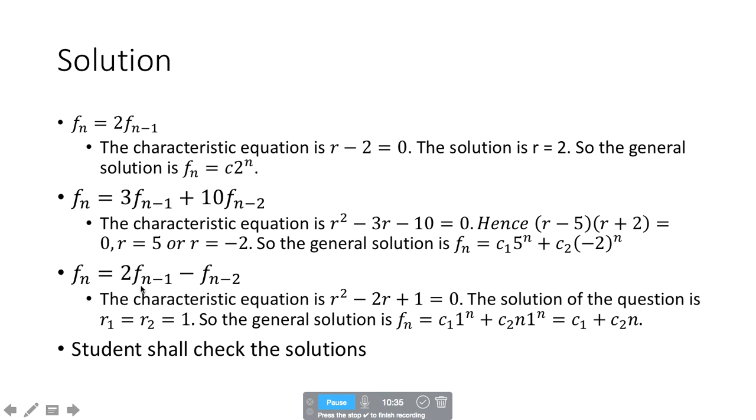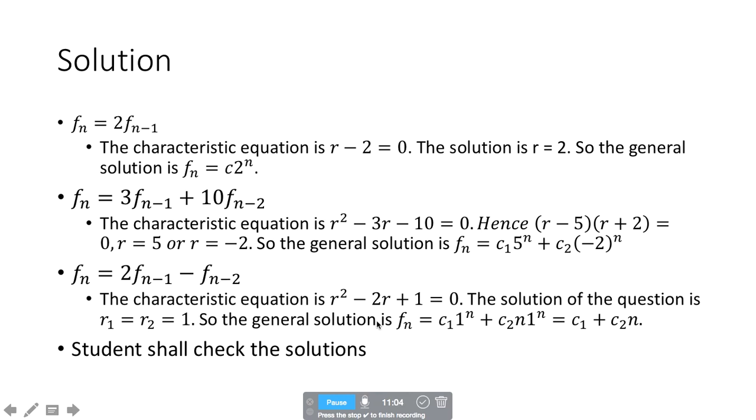Okay. Let's see, the next one is Fn equals 2 Fn minus 1 minus Fn minus 2. The characteristic equation is r squared minus 2r plus 1. Notice that this is plus 1 because when you move this term to the left side, it changes to plus. So it's plus 1 equals 0. The solution of this equation is r1 equals r2 equals 1. So it has a repeated solution.